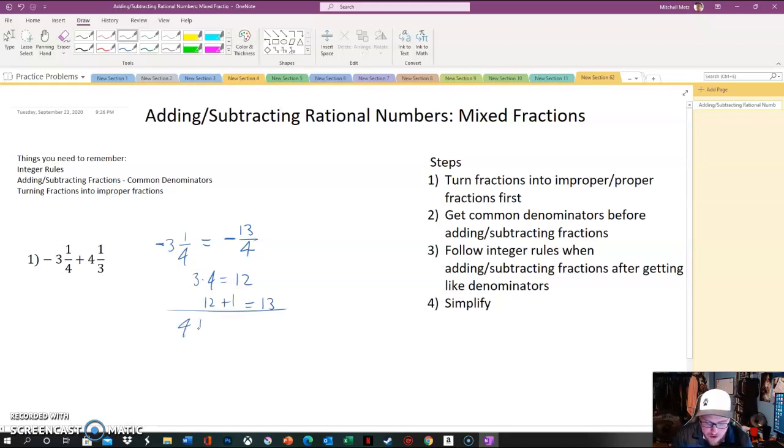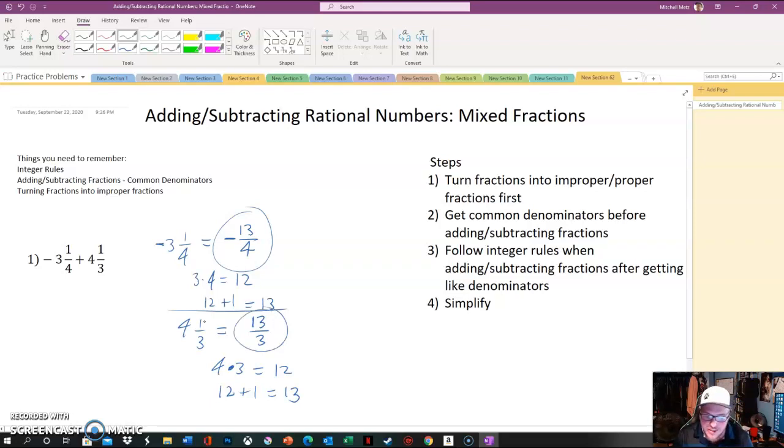We're going to do 4 1/3, and we're going to convert it too. We're going to do 4 times 3. That dot just means multiplication. 4 times 3 is 12. And then you're going to take that 12 and add the numerator to it. It's a 1. So I'm going to do 12 plus 1, and that's 13. And so when I turn this into an improper fraction, I am going to have 13/3 because I have to rewrite the denominator again. So now I have my two new numbers. I have improper fraction negative 13/4 and my other improper fraction 13/3.